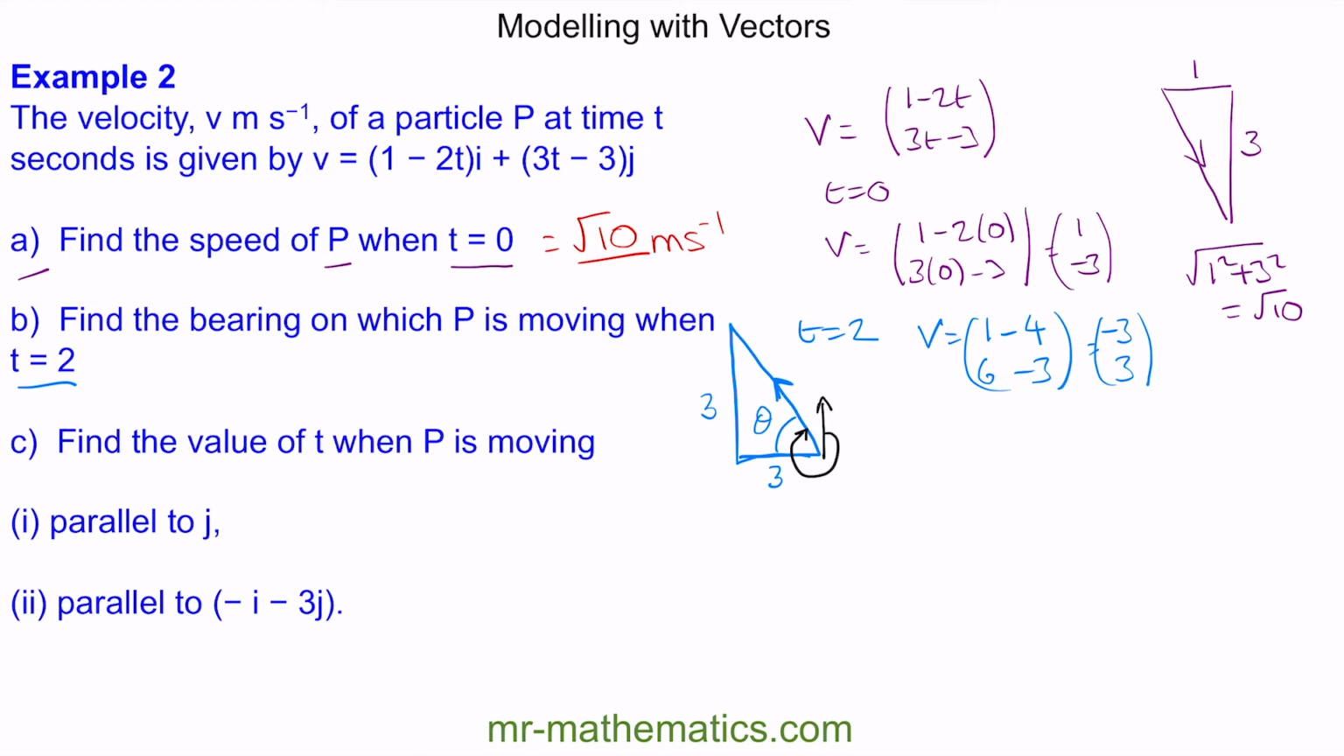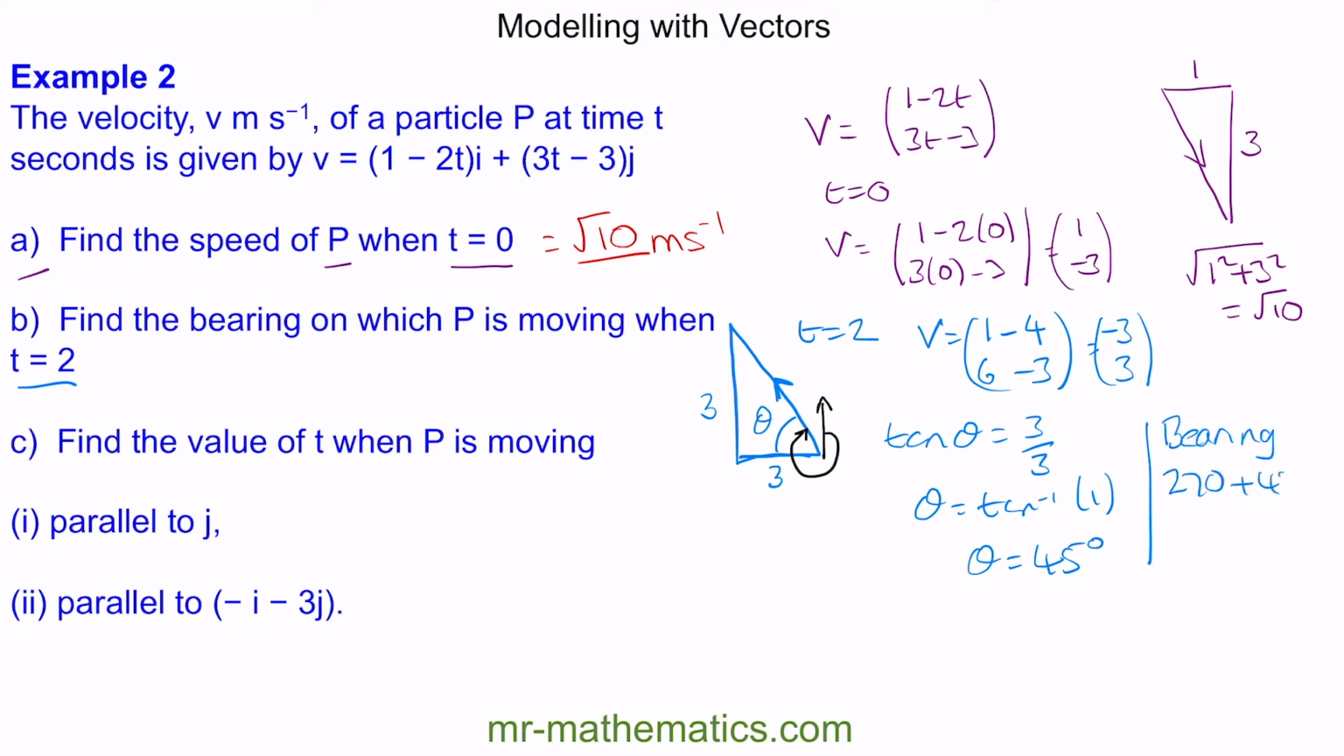So we can use trigonometry. So tan theta will be the opposite over the adjacent. So theta will be the arctan of this. So theta is 45 degrees, which means the bearing will be 270 plus the 45, so 315 degrees.